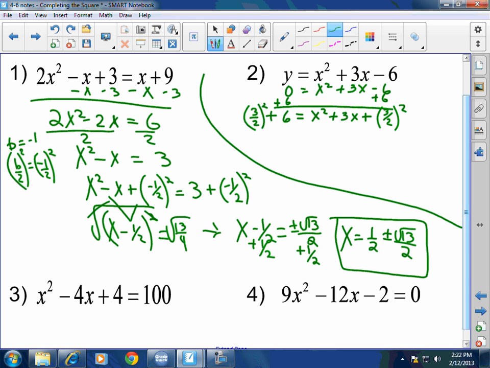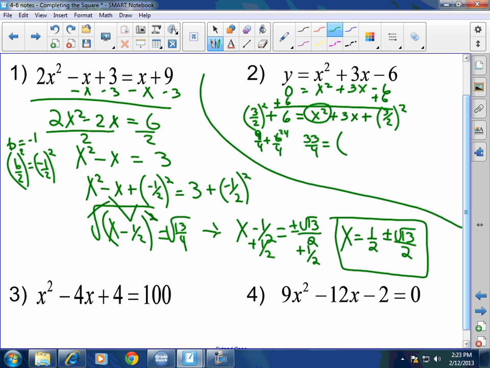Are you guys with me? Okay, 6 plus 3 halves squared, that's going to be 9 fourths plus 6, right? So that goes to 4, that goes to 24. So that's going to be 33 fourths.